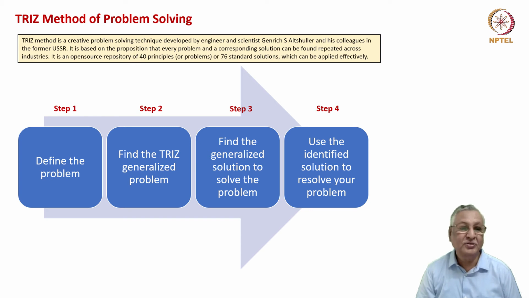It has 4 steps. Step 1 involves defining the problem as seen, experienced, or perceived. Step 2 is to find the TRIZ generalized problem. Step 3 is to find the generalized solution to solve the problem. And step 4 is using the identified solution to resolve your problem.